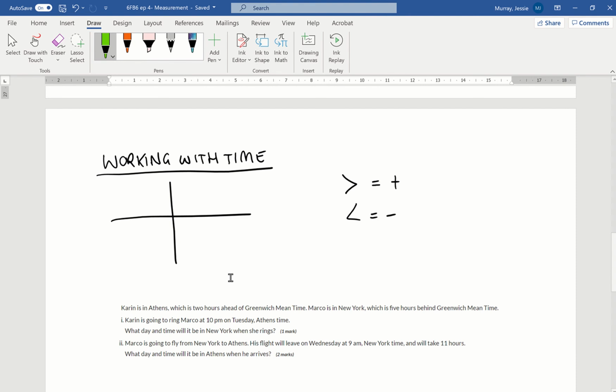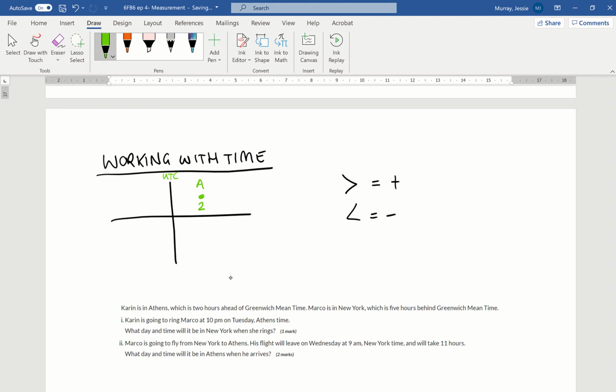Okay, the first thing I always say is draw a coordinate, okay, or at least a line, a number line somehow, but recommend the coordinate. Label what they give us. They say Karen's in Athens, which is 2 hours ahead of Greenwich. Remember, Greenwich is the UTC. That's where time is 0, okay? So it's 2 hours ahead. I'm going to label 2 hours, A for Athens. Make sure you put the name of the place on there because you will get confused otherwise.